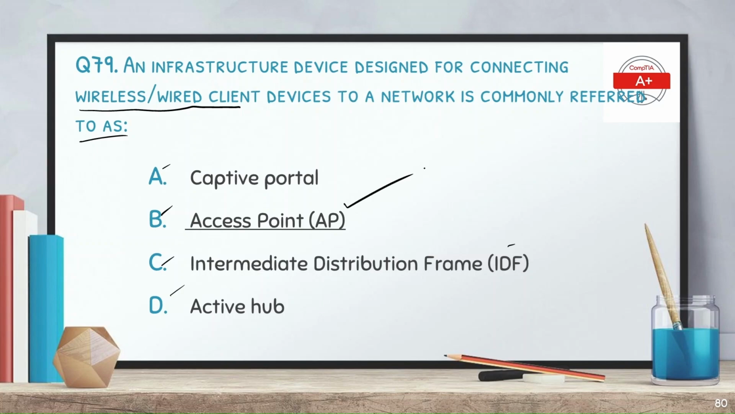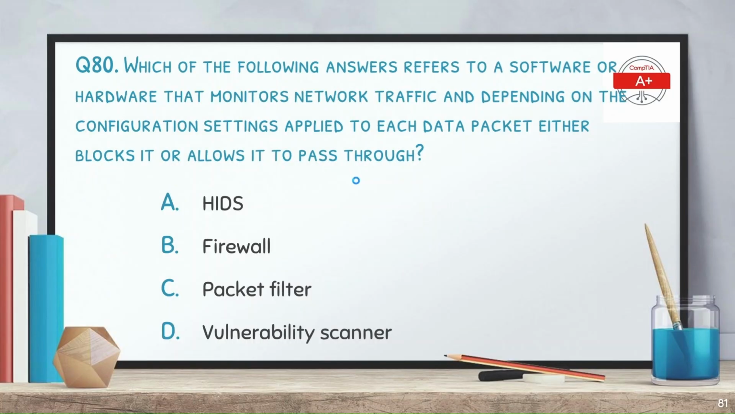You must have seen the Wi-Fi access point, and this access point is used to connect both the wireless clients, such as your mobile device or laptop, and it also contains some RJ45 ports that you can use with a cable to connect your PC or your laptop. So this type of device is known as an access point.